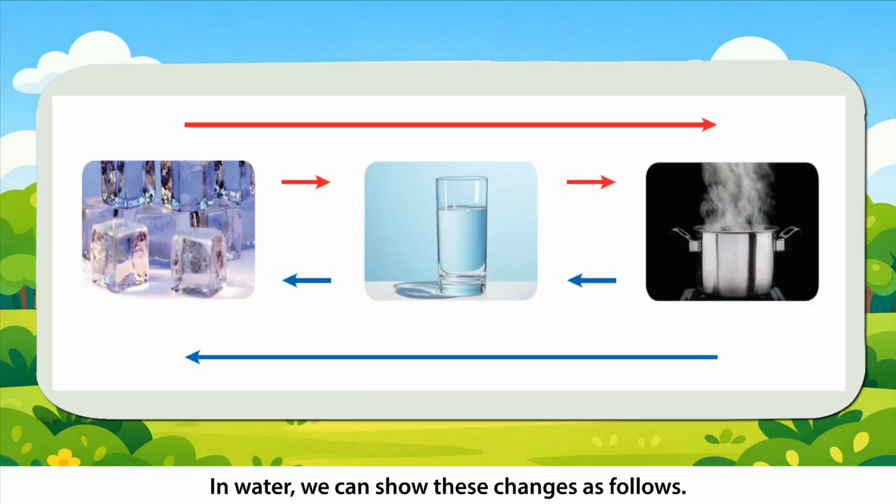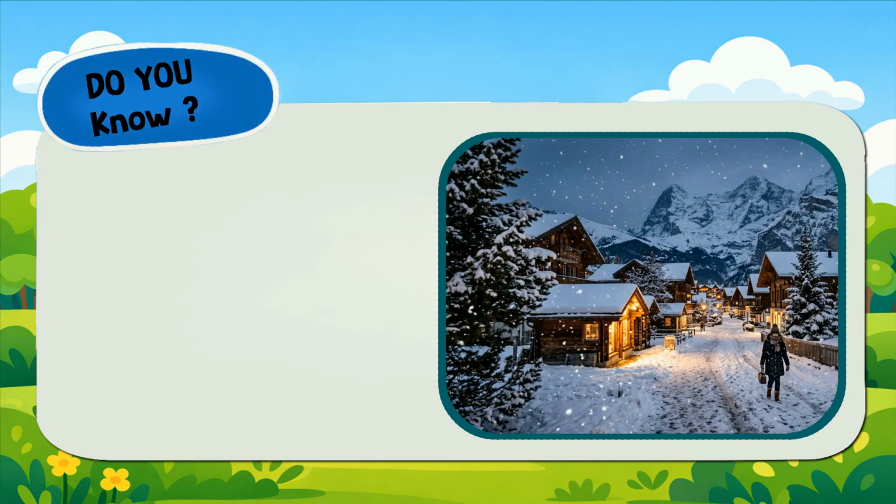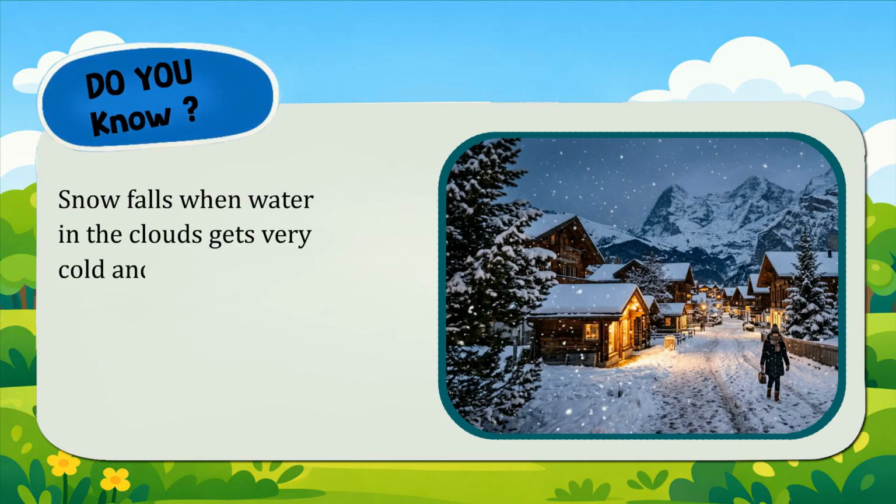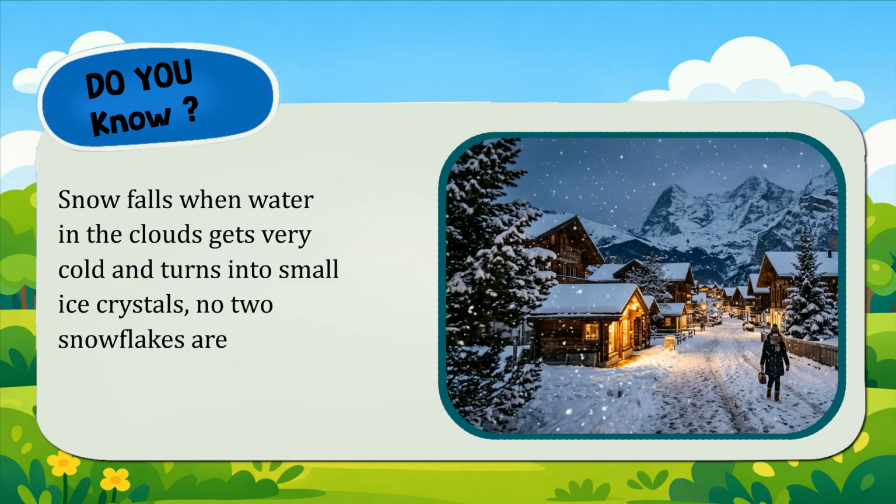In water, we can show these changes as follows. Ice, solid; heating, melting, evaporation, freezing; water, liquid; condensation; steam, gas. Do you know, snow falls when water in the clouds gets very cold and turns into small ice crystals. No two snowflakes are exactly the same.